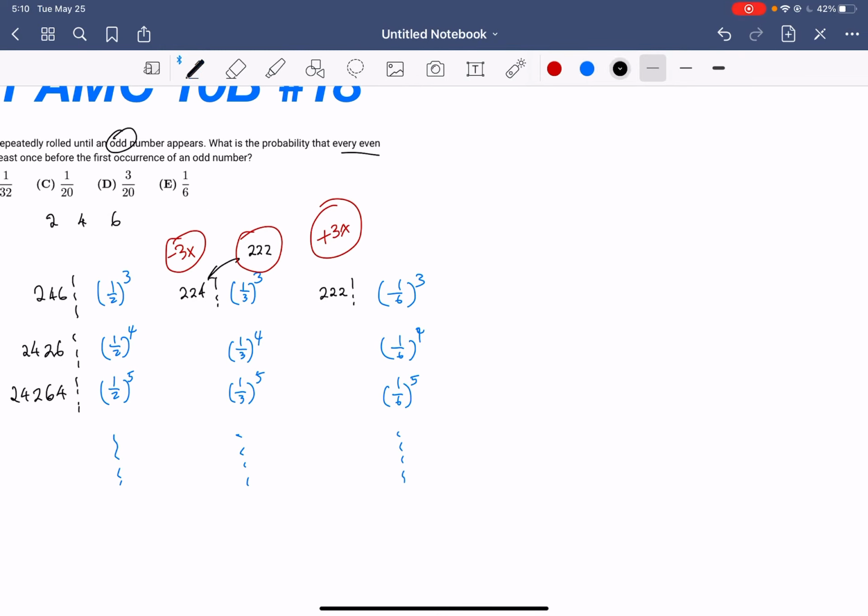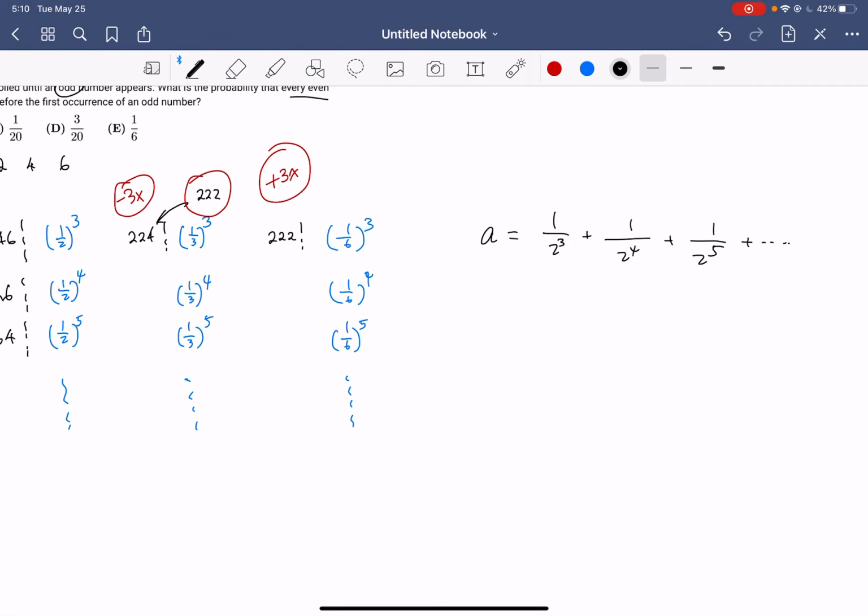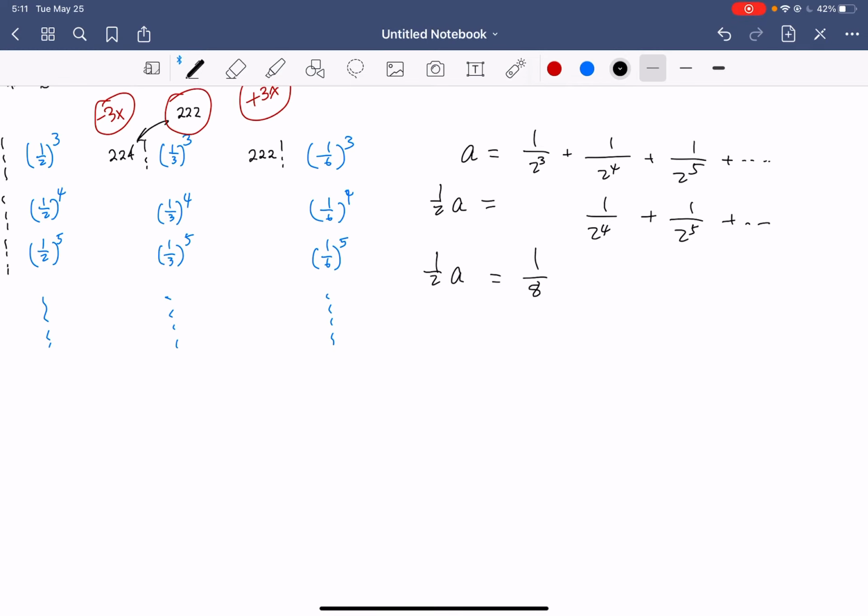So for the first series, let's call it a. So a is equal to 1/2 cubed plus 1/2 to the fourth plus 1/2 to the fifth plus dot dot dot. And if we multiply that by 1/2, we can see that every term basically gets shifted 1 term back. If we subtract these 2, we get that 1/2 a is just equal to 1/8. And multiplying by 2 on both sides, we get 1/4 as a.